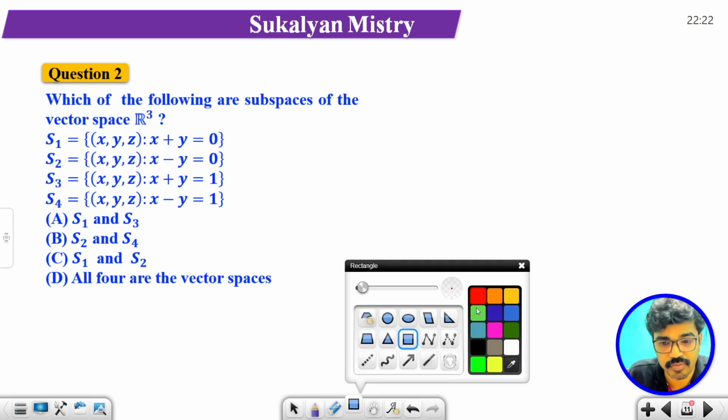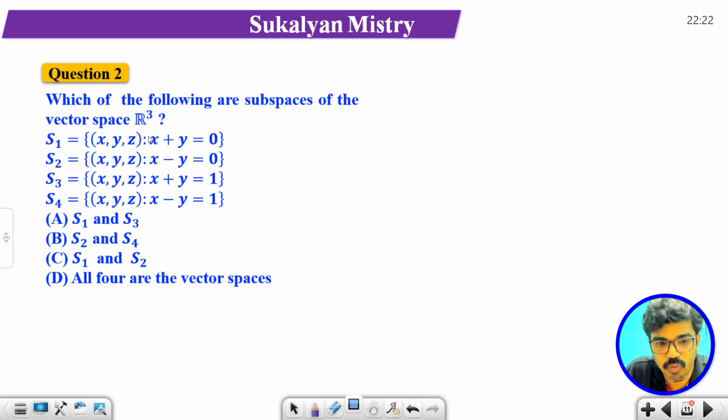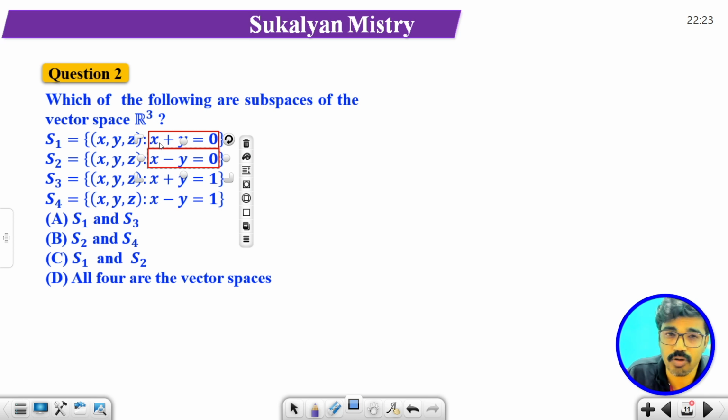I told you a technique. x plus y is equal to 0, that means this is a straight line passing through the origin. Sorry, here it is three dimensional, anyway. x plus y is equal to 0, x minus y is equal to 0. Whether it is three dimensional or two dimensional, any straight line passing through the origin must be a vector subspace.